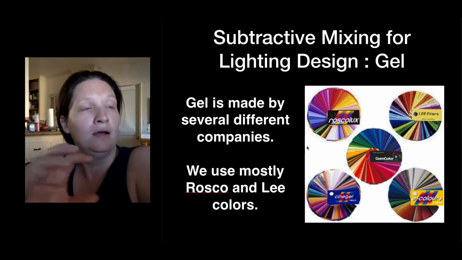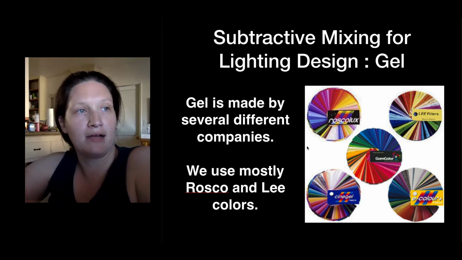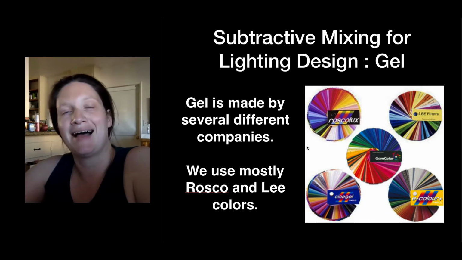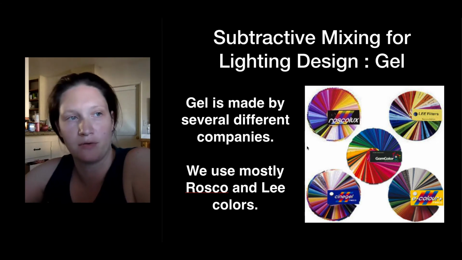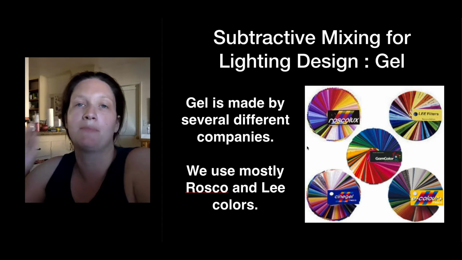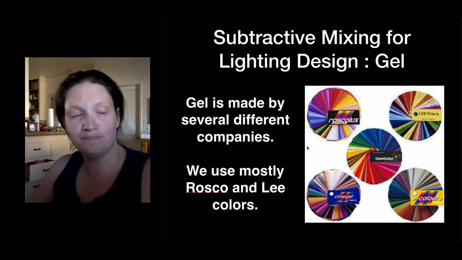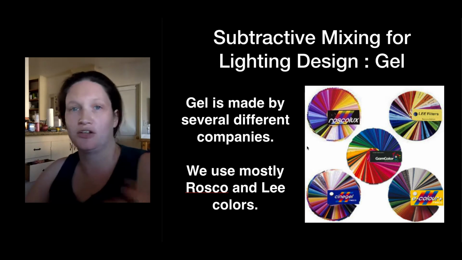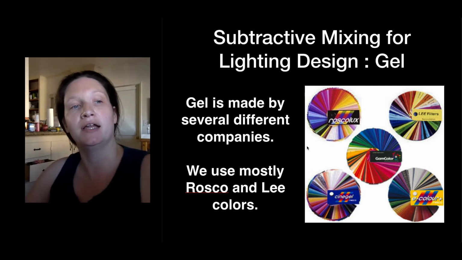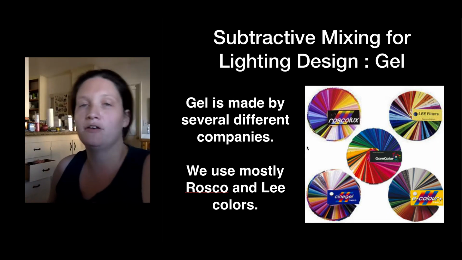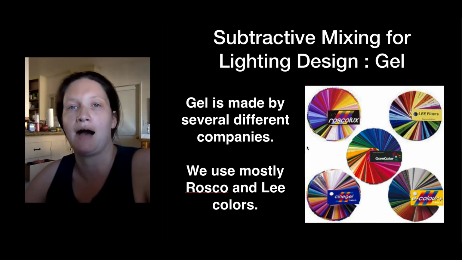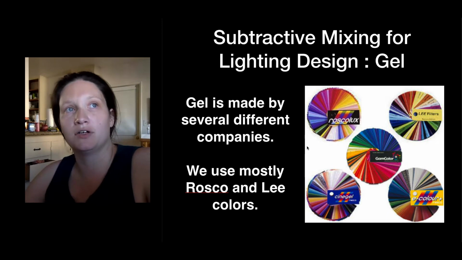Okay? When we talk about subtractive mixing with lighting design, we're talking about gel. Okay? So gel is a plastic filter with color in it. It's made by a bunch of different companies, although a lot of them are all owned by Rosco now. The two main companies for gel are Rosco and Lee. Rosco is the standard generally for theater, and then Lee colors are used much, much more for film.